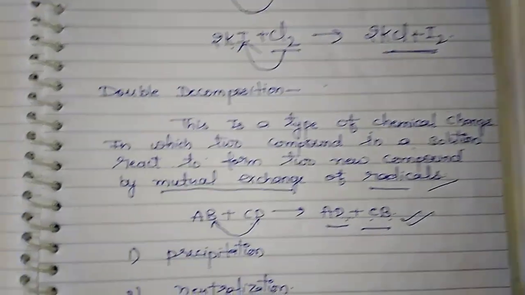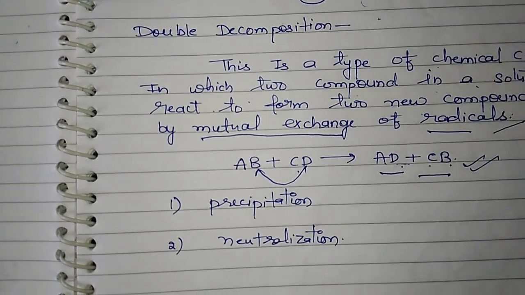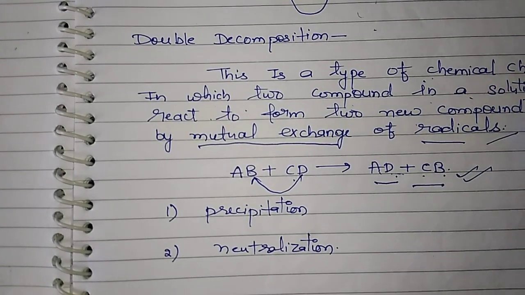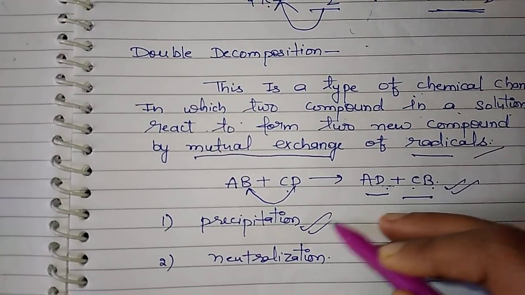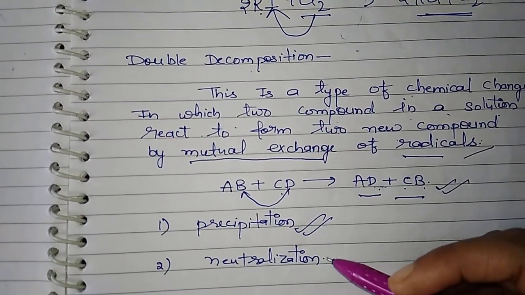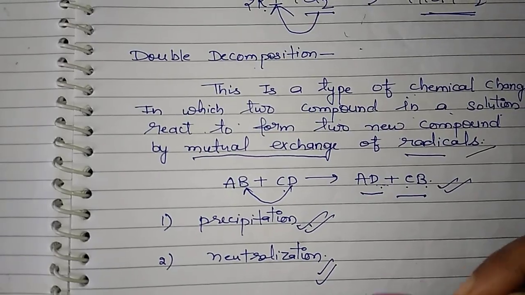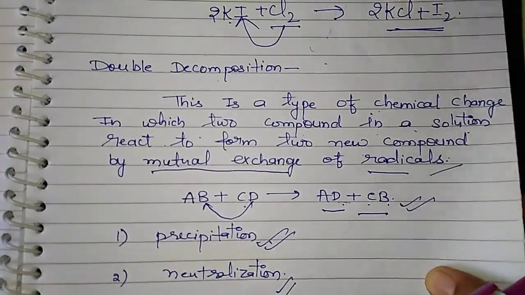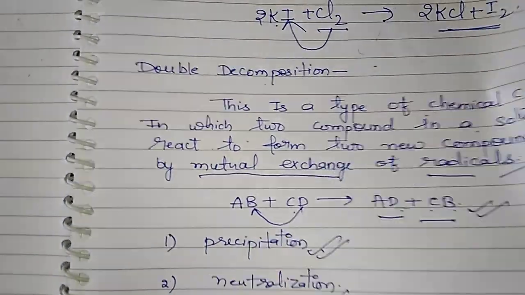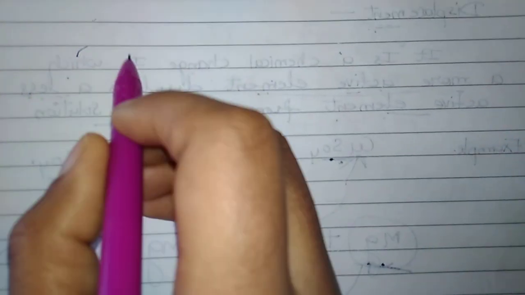Now I want to tell you one more important thing. This reaction is of two types. This double decomposition is of two types: precipitation and neutralization. Now we are going to discuss precipitation, its first category.